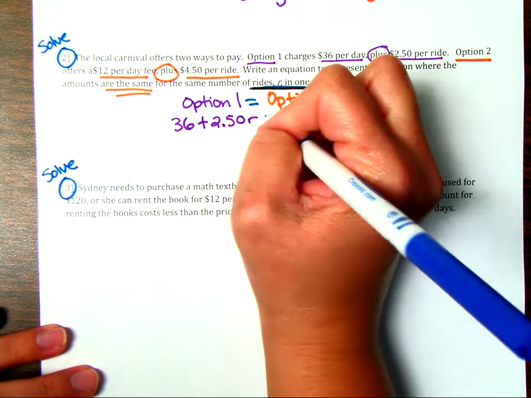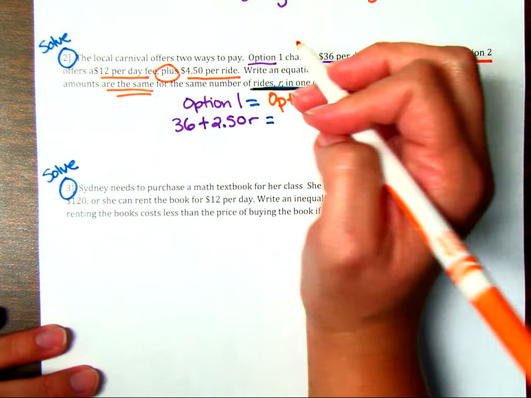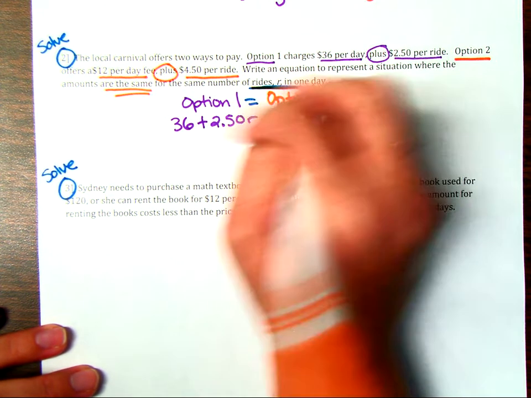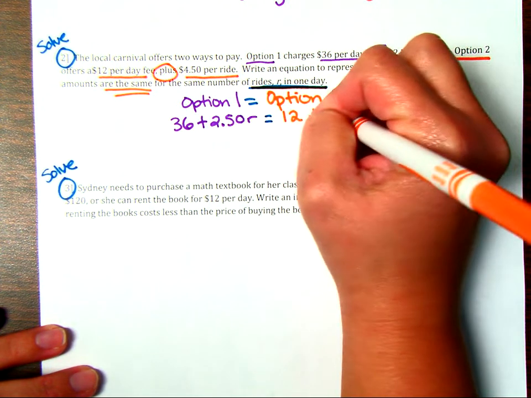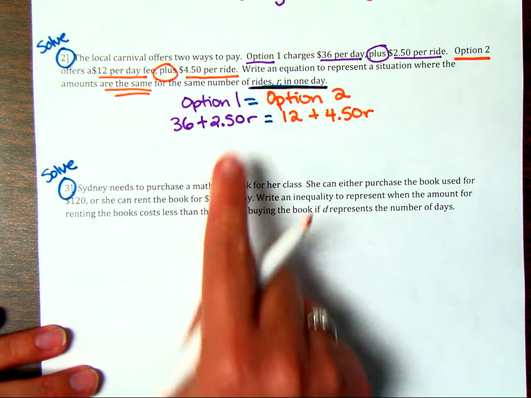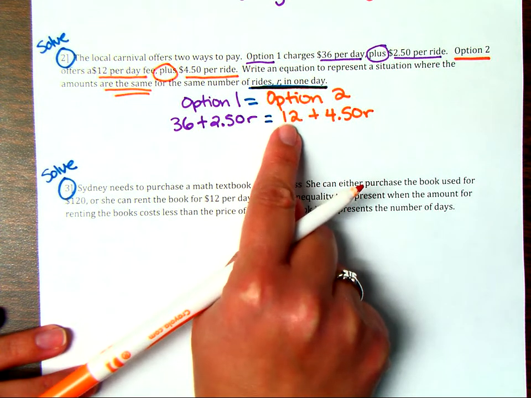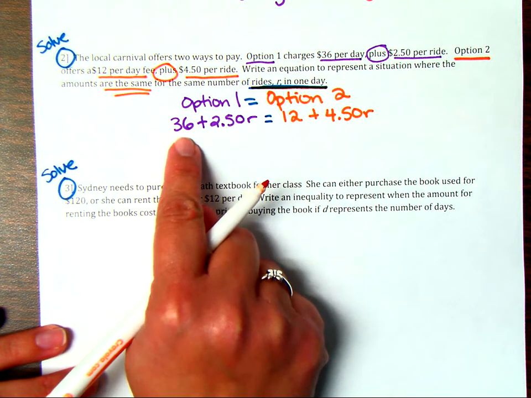And we want it to be the same. When is it going to be where you're paying the same at option 2? So you're paying $12 when you go in. So it's a less amount just to go in, but the rides are more expensive. So this is math in the real world, that sometimes you're going to spend less when you go in, but more on the rides. And other times you spend more going in, but less on the rides.